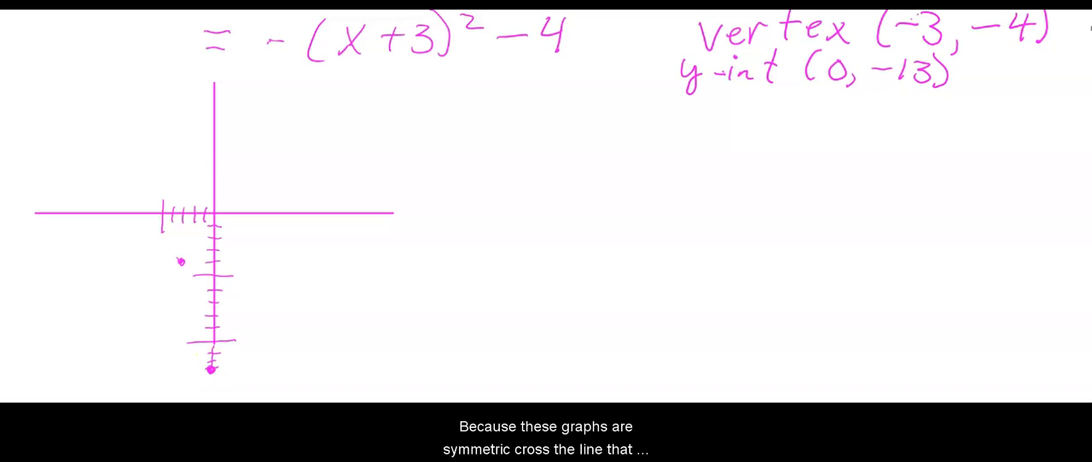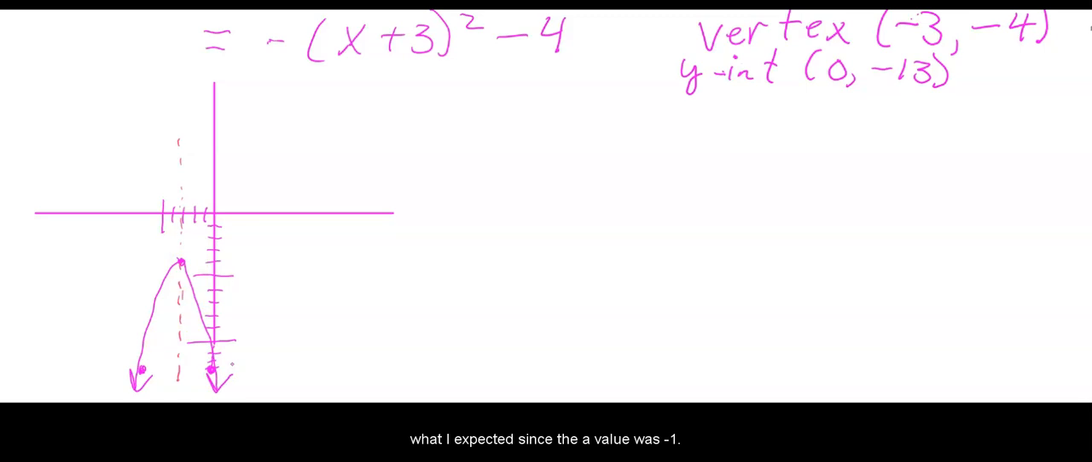Because these graphs are symmetric across the line that goes through the vertex, that means that there is a vertical line going through the vertex at x equal -3. Since the y-intercept is at -13, and that's 3 away from the line, there has to be a matching point also at y value -13, 3 on the other side of that line. So I can count over 1, 2, 3, and there has to be a matching point there. And again, notice that it does open down, which is what I expected since the a value was -1.